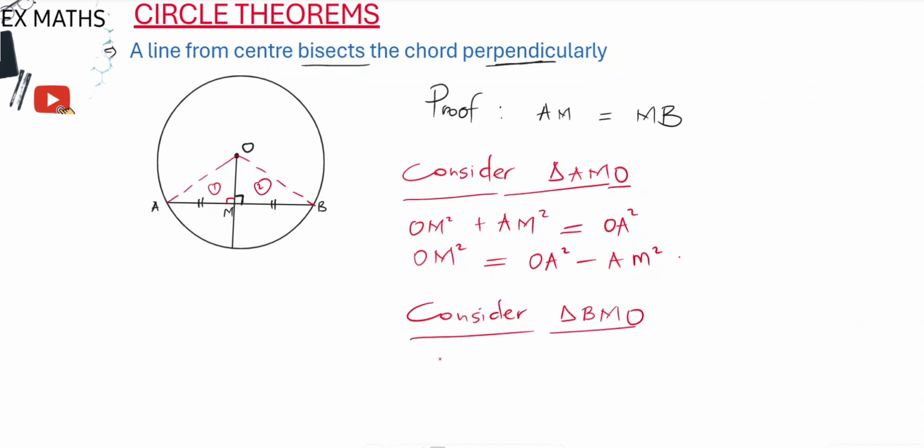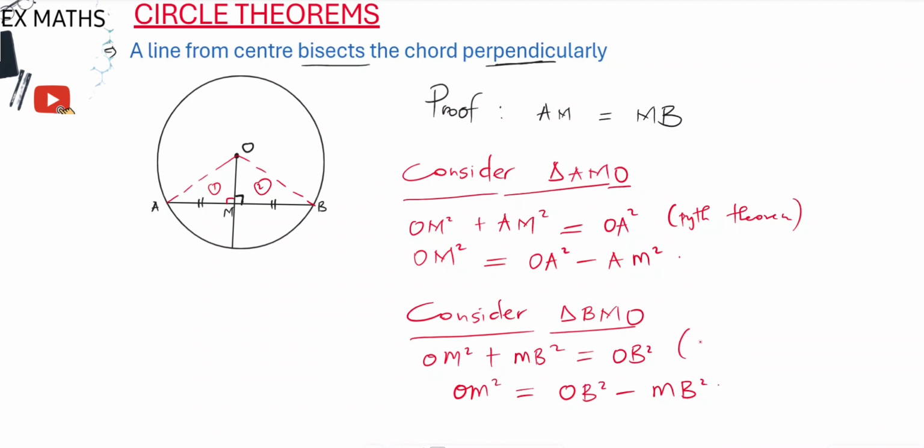Let's consider another triangle, which is triangle BMO. We are going to do the same thing. OM squared plus MB squared is equal to OB squared. We are going to make OM the subject again, since it is the common side. So OM squared will be equal to OB squared minus MB squared. Then now we have two equations. Let us give the reason for this. For the first one, the reason is Pythagoras theorem. Then the reason for this one is also Pythagoras theorem.